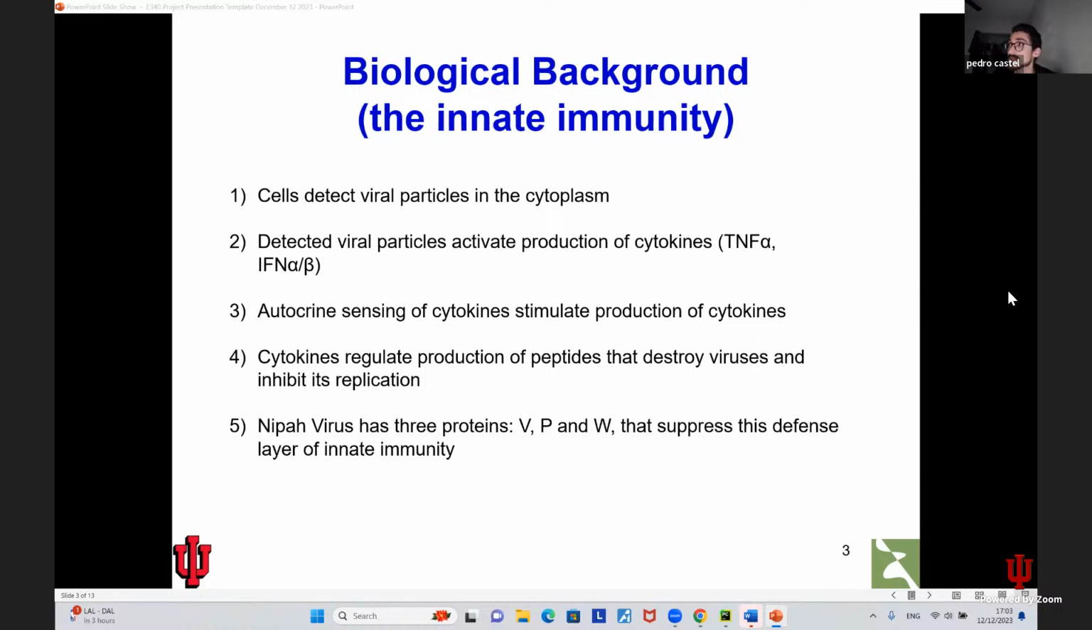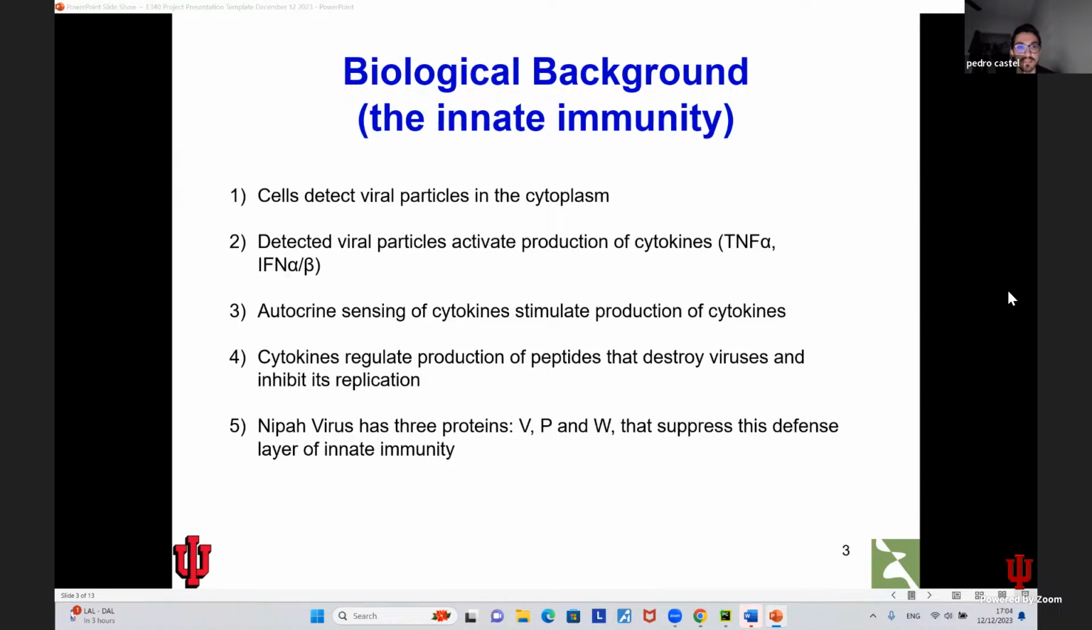These viruses release proteins and RNAs inside the cell that are different from the host. So cells have ways to detect those new RNAs, those alien molecules, and activate a defense system. First of all, by detecting those particles, they activate the production of cytokines, for example, TNF-alpha and interferon alpha and beta. These signals are sensed in an autocrine way, which means they sense what they produce, and they also sense what neighboring cells produce.